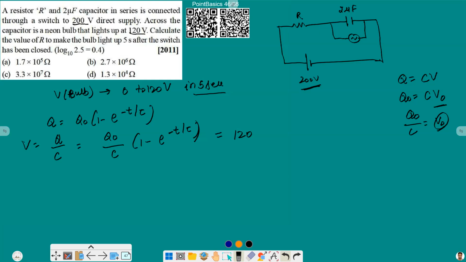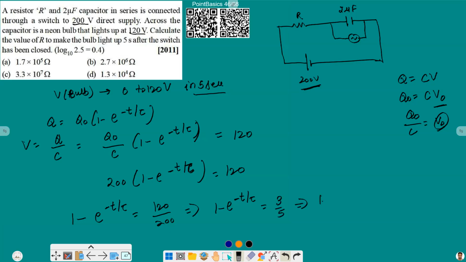So q0 by c is V0, and V0 is equal to 200. So 200(1 - e^(-t/tau)) is equal to 120, and from this 1 - e^(-t/tau) is 120 by 200, that will be 3 by 5. So 1 - e^(-t/tau) is equal to 3 by 5. Further adjusting, 1 - 3/5 is equal to e raised to power -t/tau, or 2 by 5 is equal to e raised to power -t/tau.